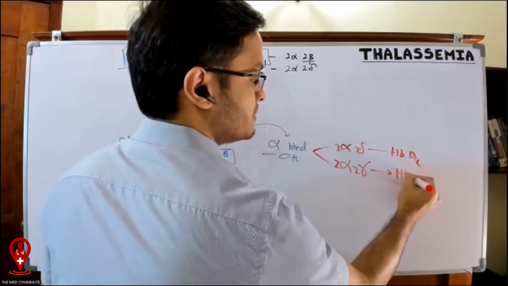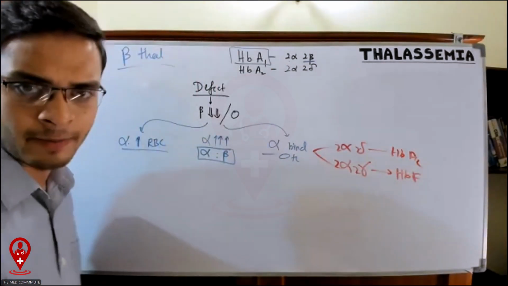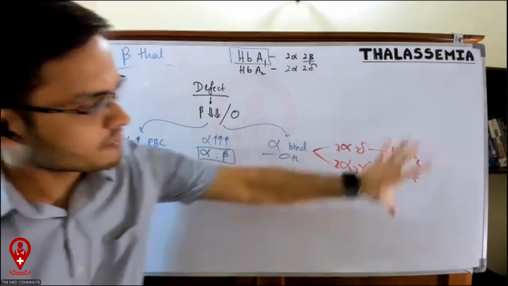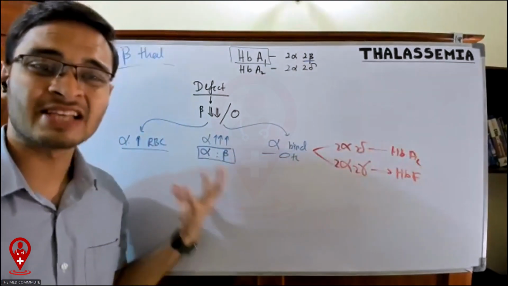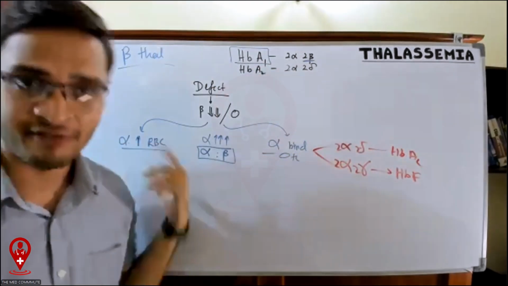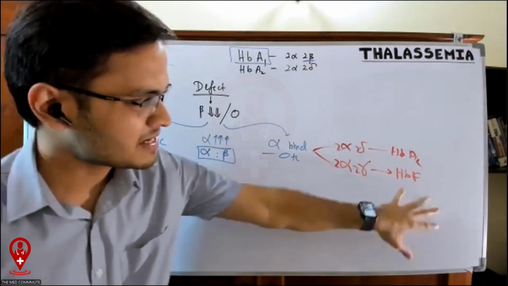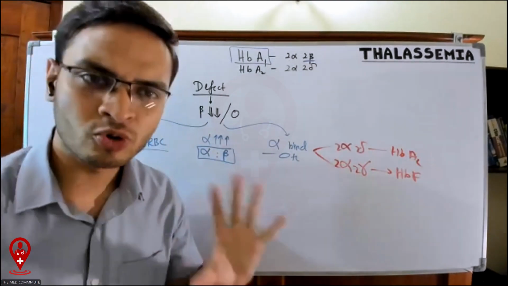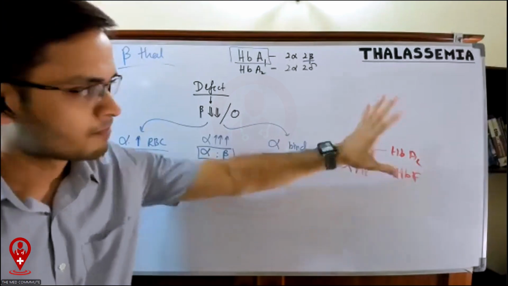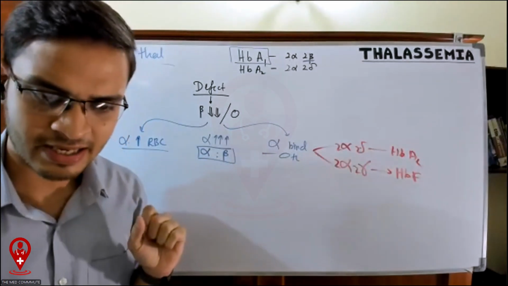What is this? HbF, fetal hemoglobin. Now, these types of hemoglobin, what do you all think? Are they as functionally efficient as our HbA1? No. In the adult body, we need HbA1, right? These aren't that functional. They don't do their job properly. Therefore, we are going to see some clinical manifestations here as well.